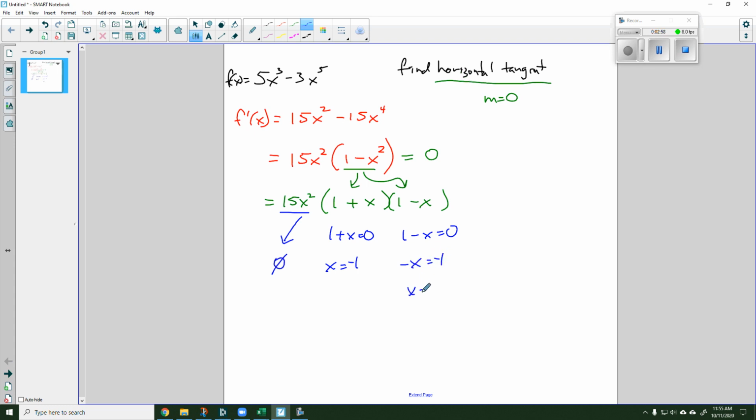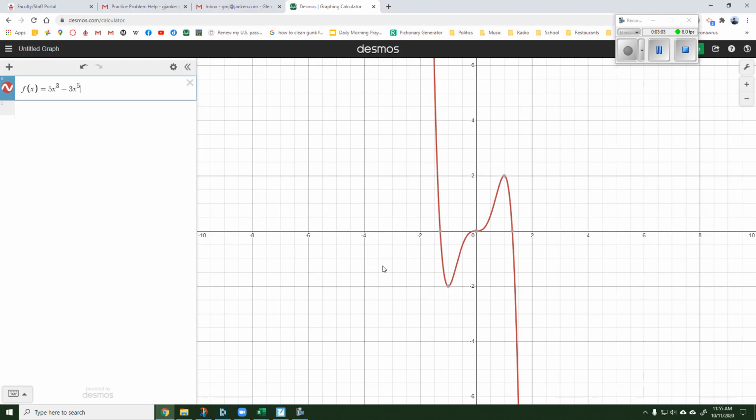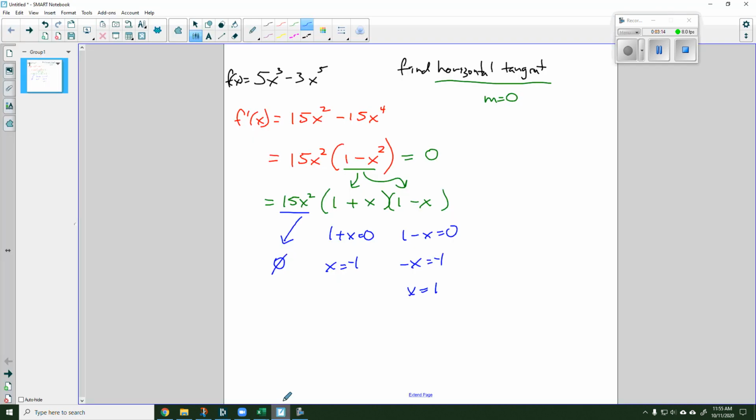So x equals +1. And if I go back to my graph here, I can see that one of those points was going to be at x equals -1, one was going to be at 0, and one was going to be at +1. So I'm feeling pretty good about my answer so far. And in fact, as I'm reading the problem, when it says find the horizontal tangents, I think they're asking me what x values are the horizontal tangents. And so we know that the horizontal tangents are at -1, 0, and 1. And that is the answer to the problem.